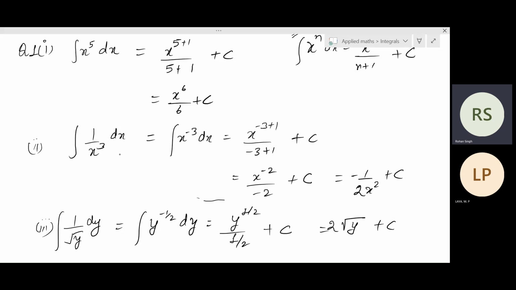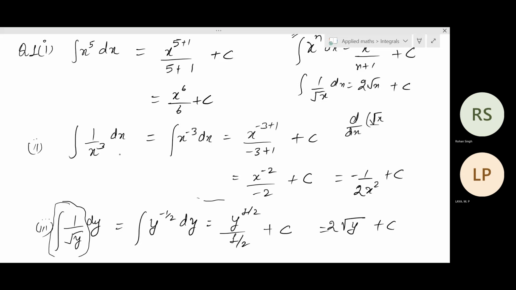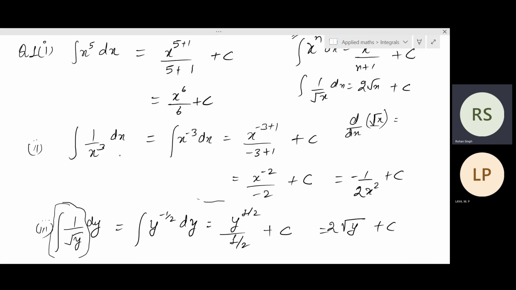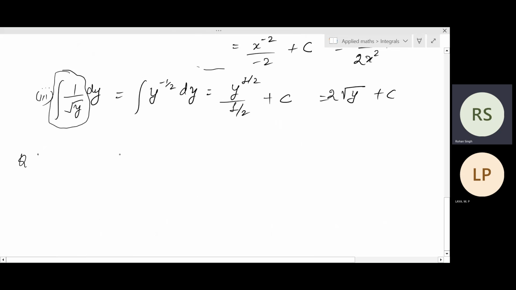Also you can remember this rule because we will be getting this very often in our questions. It's good to remember the integration of 1 over root x dx, which will be 2 root x. And what was the differentiation of root x? It is 1 over 2 root x. Okay, so let's do the second one now.